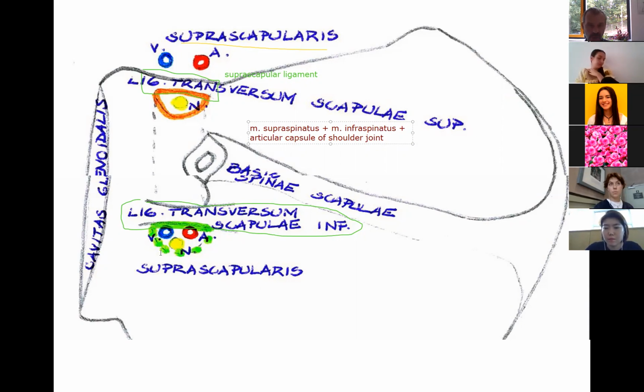If we continue to the other notch, which we call the spinoglenoid notch, it contains not only the nerve, but also the vessels. So the problems can come not only from impairment of the nerve, but also from some ischemia concerning the vessels. So please remember, we have here two notches covered with the transverse scapular ligaments, the inferior containing the nerve and vessels, suprascapular, and the superior usually only the nerve.